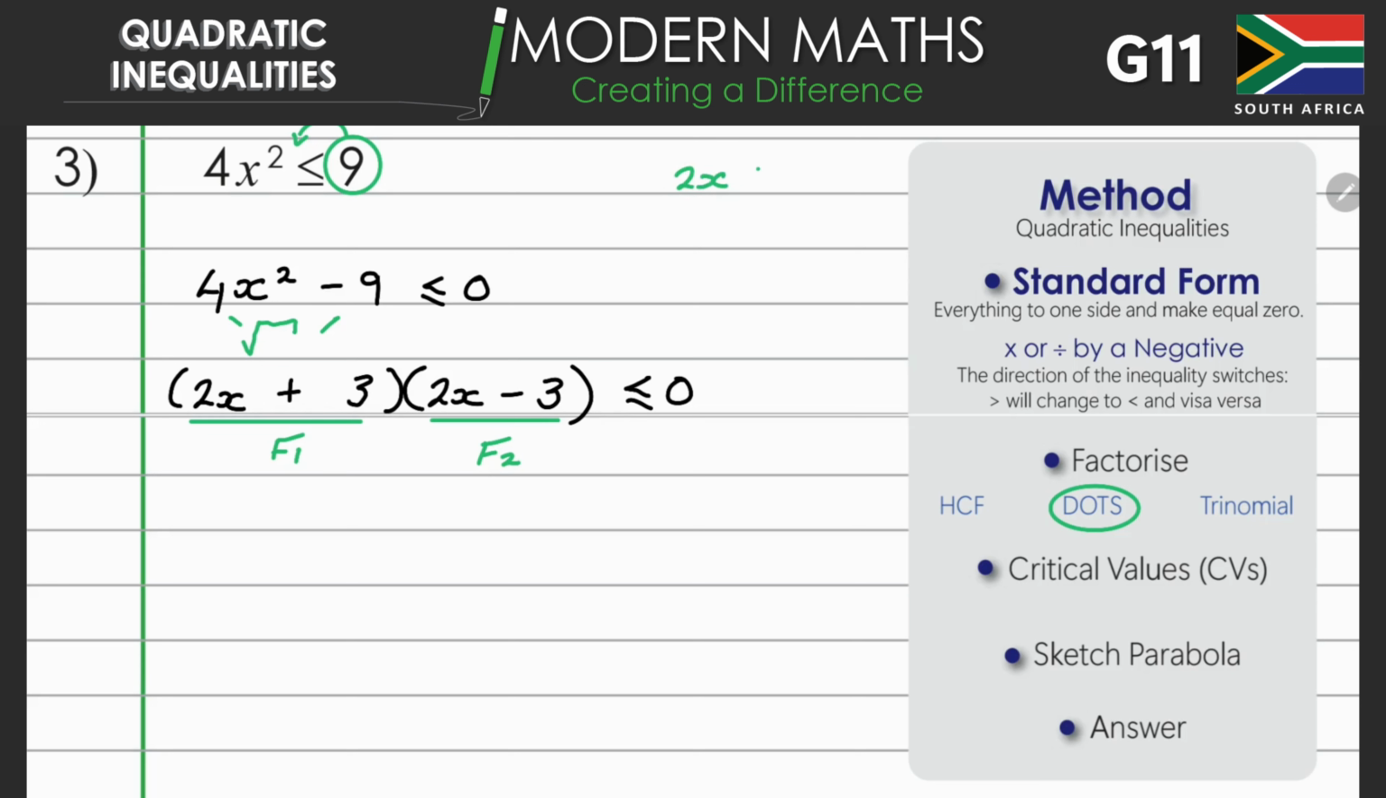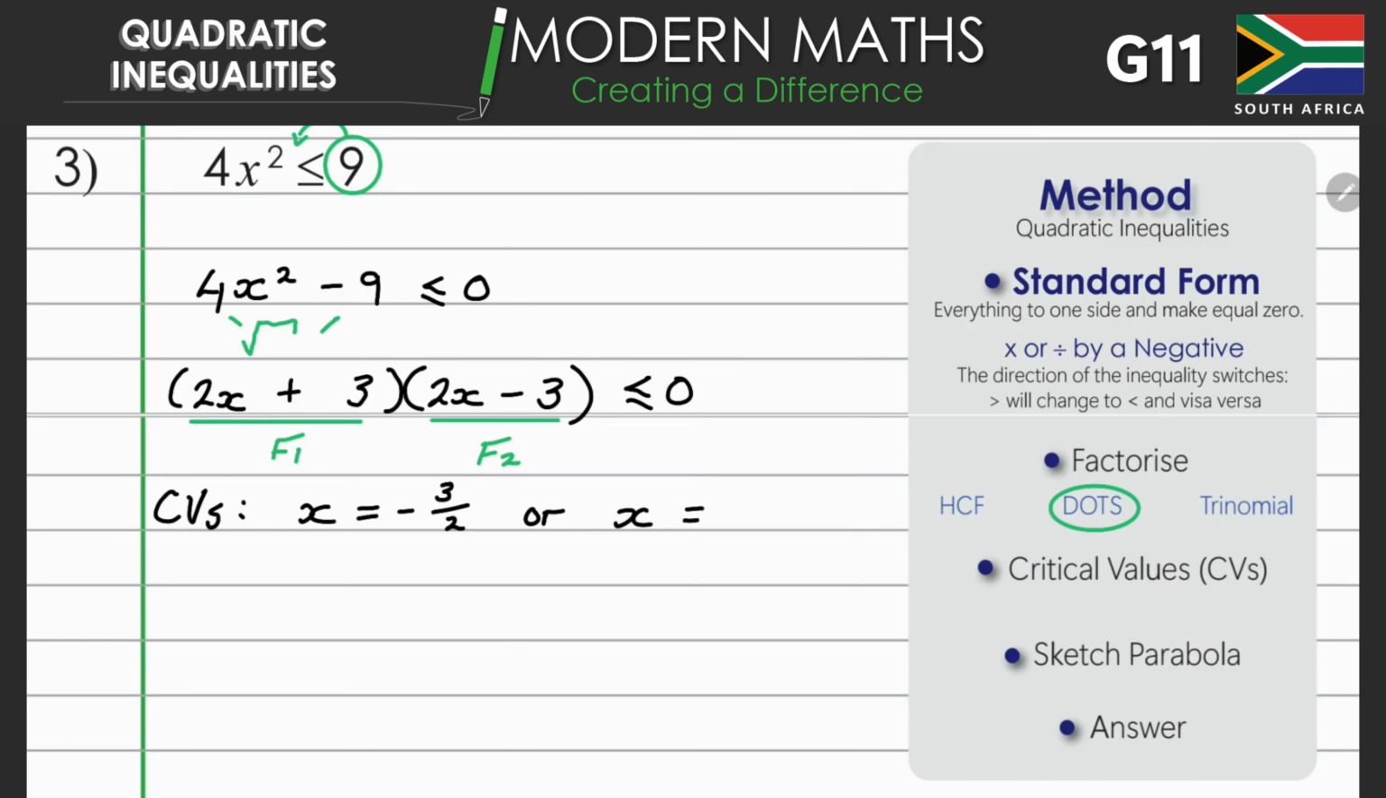So just to illustrate how you get your critical values from that, I'm going to show it on the side here. You make factor 1 equal 0, take 3 over and it becomes negative 3. Divide both sides by 2 and you get x equals negative 3 over 2. If we do it for the other one, we get the same thing just with the opposite sign. So our critical values are x equals minus 3 over 2 or x equals positive 3 over 2.